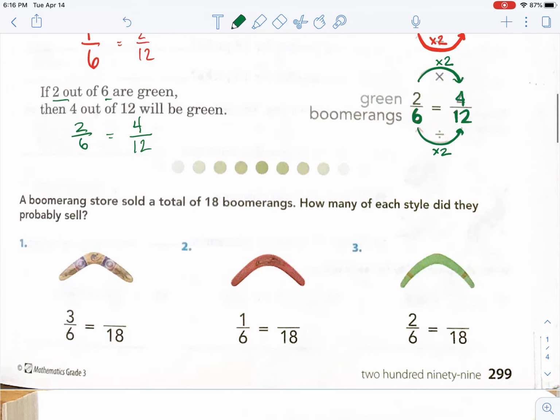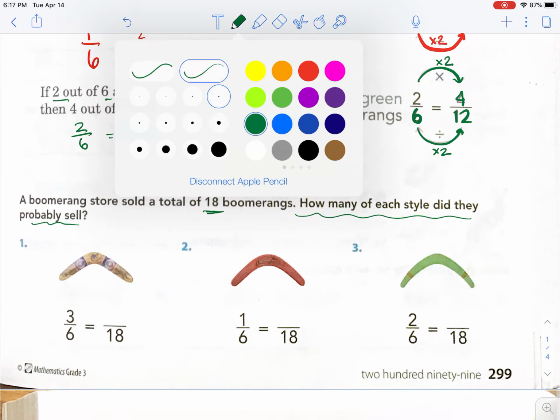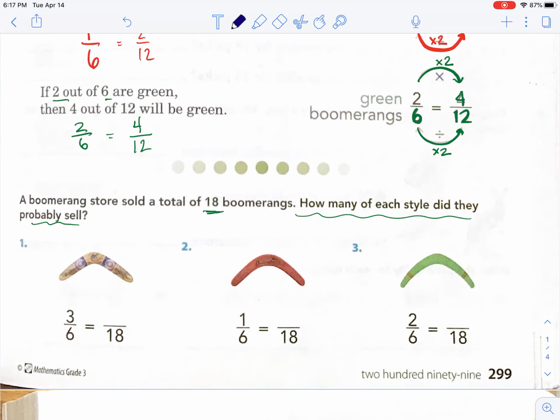Let's look at our averages here. So the boomerang store sold a total of 18 boomerangs. How many of each style did they probably sell? So let's look at it. If they sell 18, how many do you think will be the pattern kind? It was a pretty pattern. I like that. I can see why they sold more of those. Okay. 6 times what is 18? 6, 12, 18. 6 times 3 is 18. What we do to the bottom, we also do to the top. Times 3. 3 times 3 is 9.